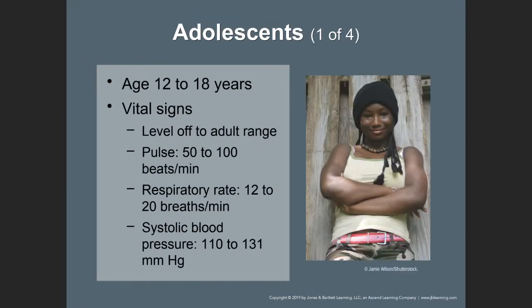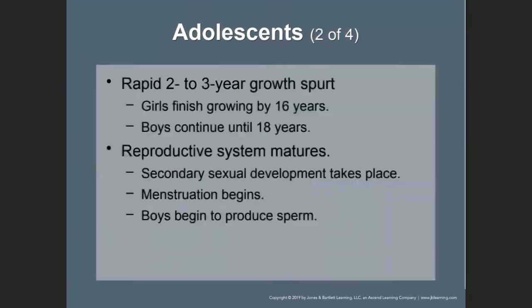Now, the adolescent stage of development, this is age 12 to 18. Vital signs start to level off to the adult range. The pulse is 50 to 100 beats per minute. The respiratory rate is 12 to 20 breaths per minute. The systolic blood pressure is 110 to 131 millimeters of mercury.